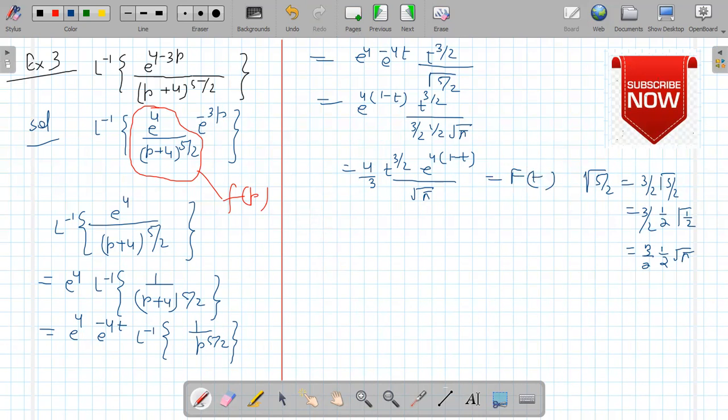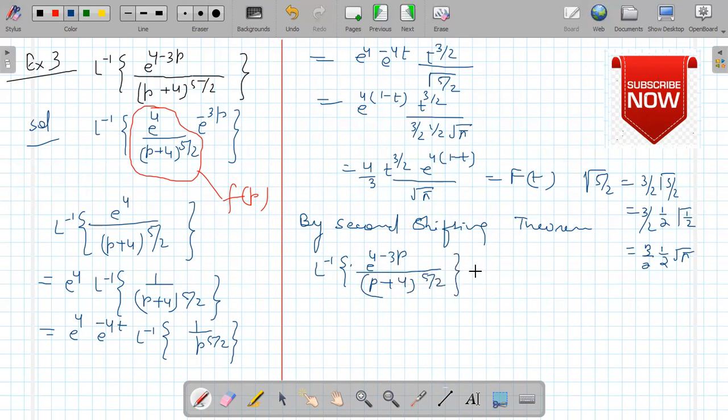So by second shifting theorem, Laplace inverse of the given expression, that is e raised to the power 4 minus 3p over (p plus 4) raised to the power 5 upon 2, is given by f(t minus 3), because a is 3, for t greater than 3 and 0 for t less than 3.